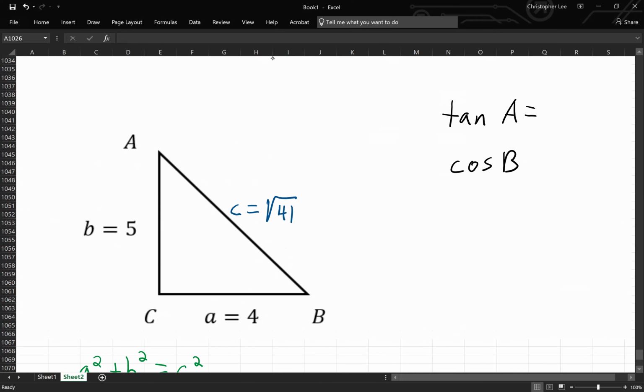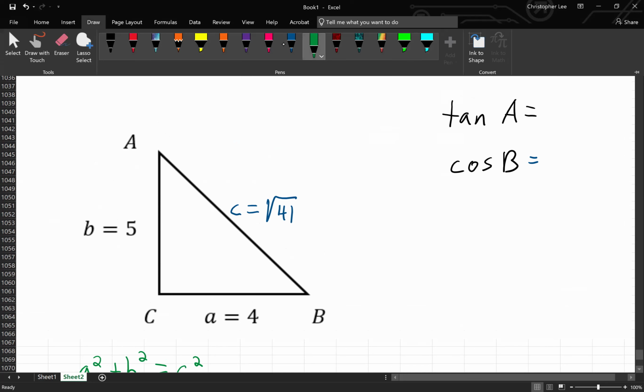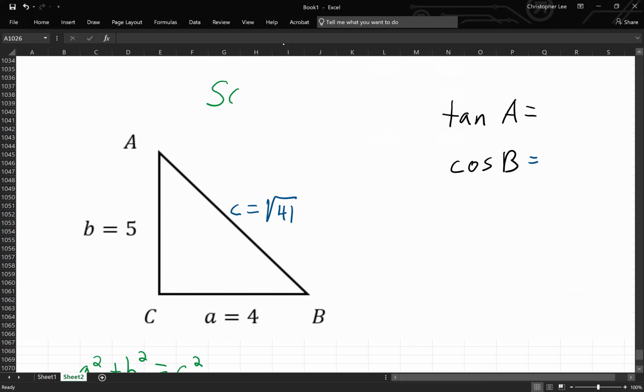Okay. Back to the question at hand. They want to know what is tan of A and what's cosine of B. So there's a little acronym that we can use to help us with that. It's called SOH CAH TOA. What it stands for is sine is opposite over hypotenuse, cosine is adjacent over hypotenuse, and tan is opposite over adjacent, right?